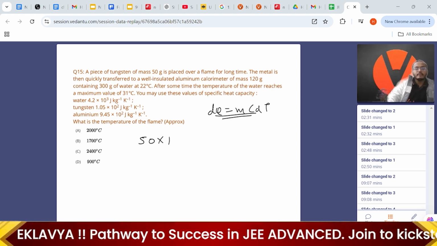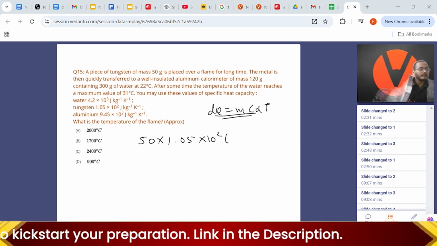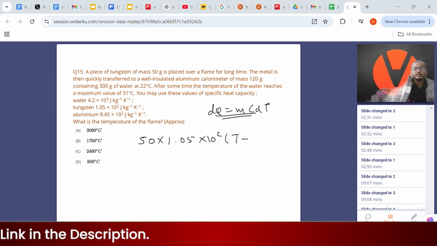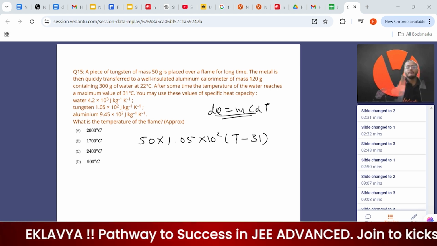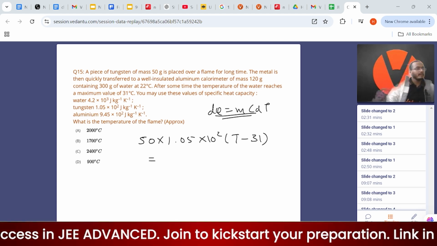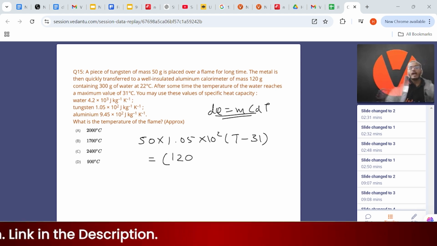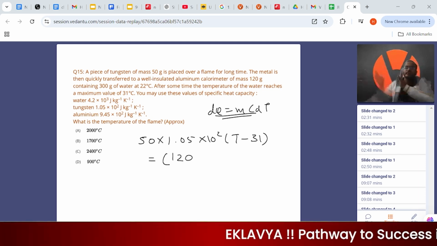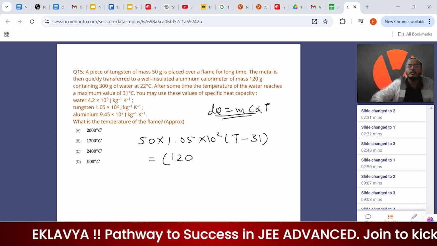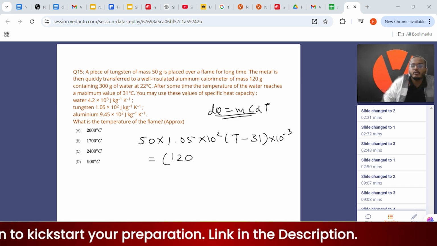So we just have to put the values for water, tungsten, aluminium, simple. Okay, so for tungsten it will be 50 into 1.05 into 10 square into T minus 31. Okay, so after equilibrium, water and tungsten will share the same temperature. Okay, it will be equals to, for 120 grams of this, see, I am not converting this to kg. You can convert this to kg, but for every part we are using grams, so it will eventually cancel out. But you can use it. You can just multiply it by 10 raised to the power minus 3 if you want to put it in the kilogram. So there is no problem.